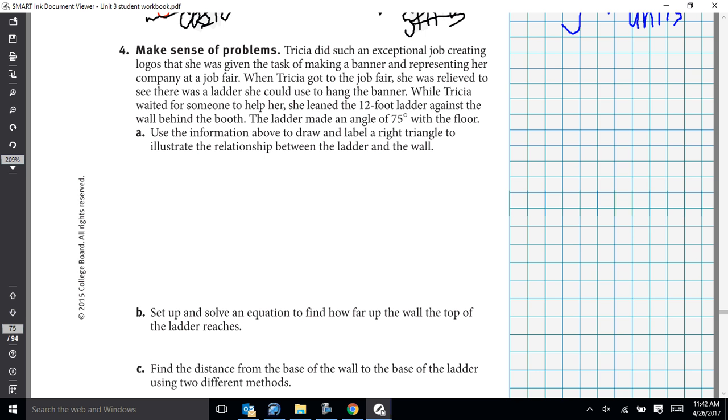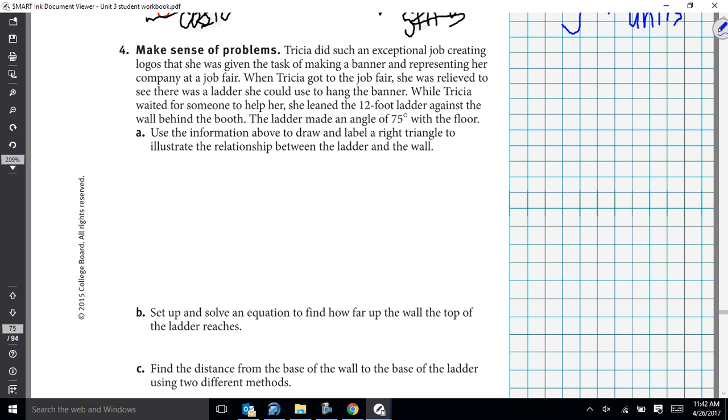So this is similar to the math that Pythagoras was doing, right? In the book. I don't know why she's waiting for help. She's a big girl. Climb up there and hang it.